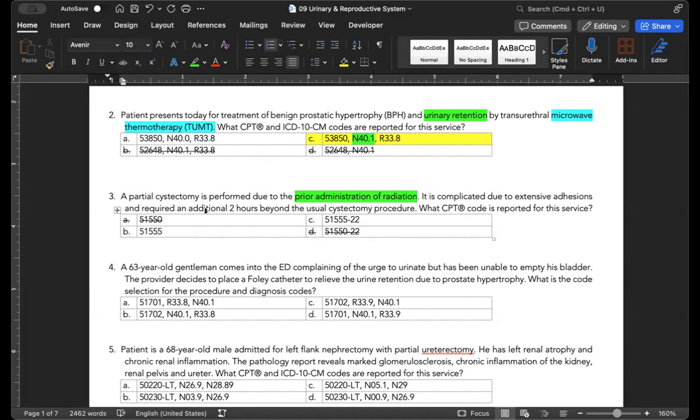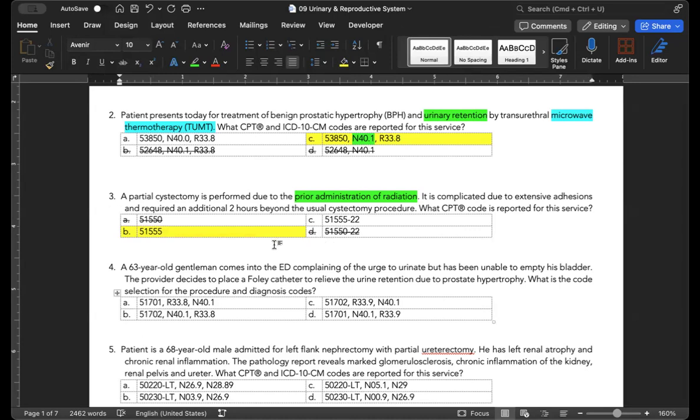So we're not going to use our 22 for increased procedural services for the additional 2 hours because it's already included in that complicated portion of the procedure. So if you were to submit a modifier 22 and then submit your operative report with your claim, and then it was reviewed for additional payment, there would be no additional payment that would end up being given for it.